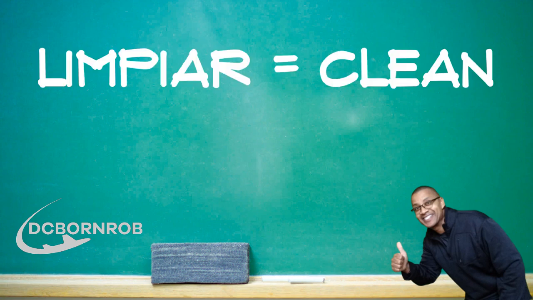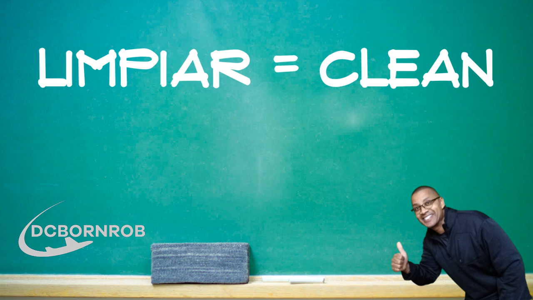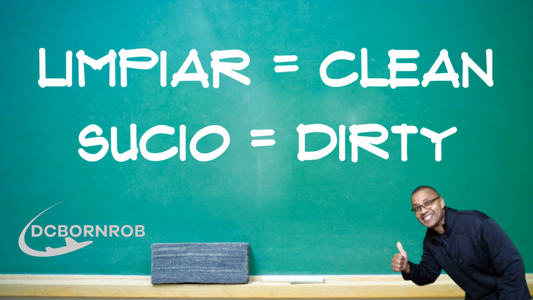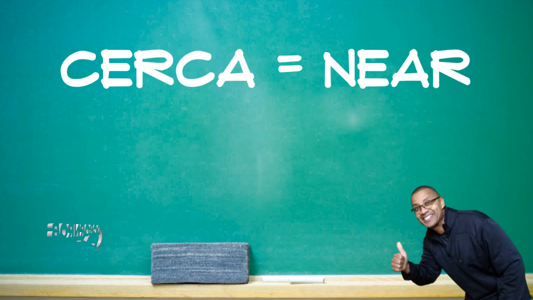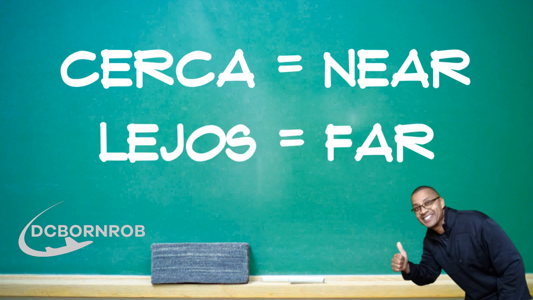Okay, how about clean or dirty? You need to know these. Your Airbnb is not clean. Clean is limpiar. Dirty is sucio. Okay, next up, near and far. Near is cerca. Far is lejos.